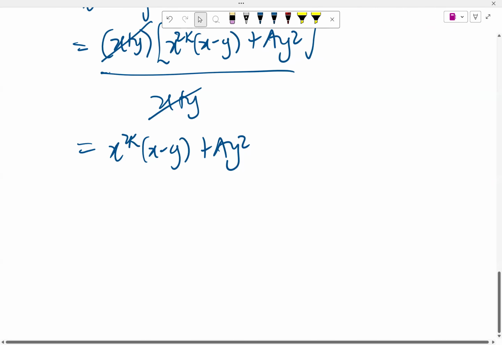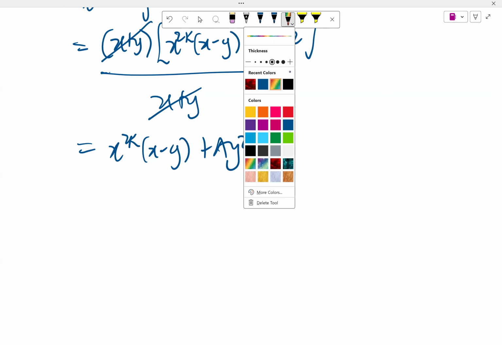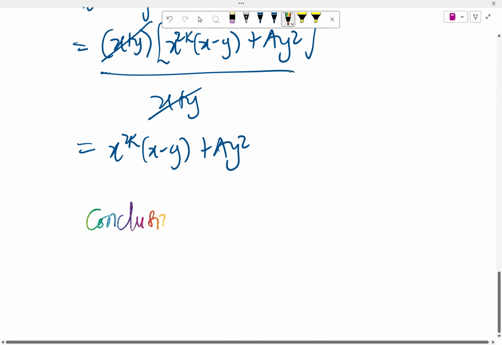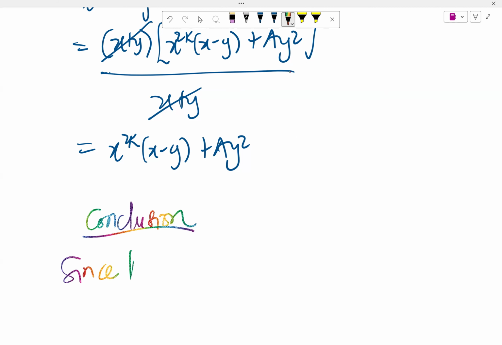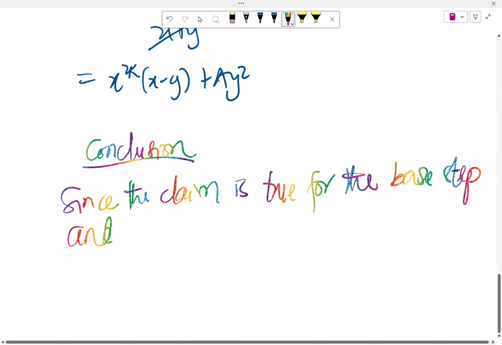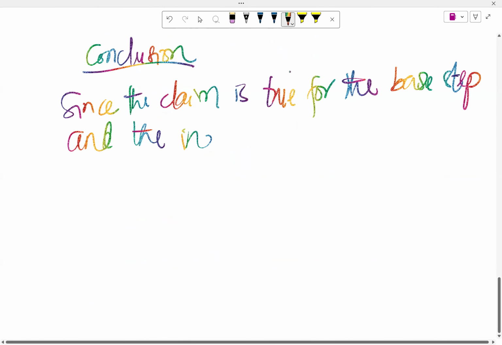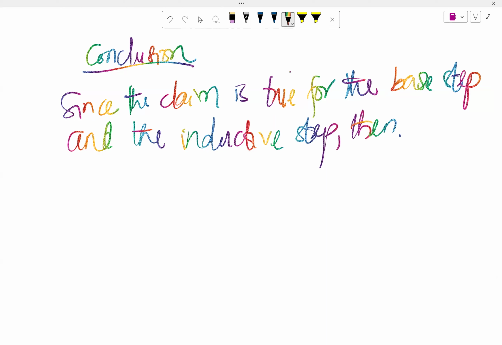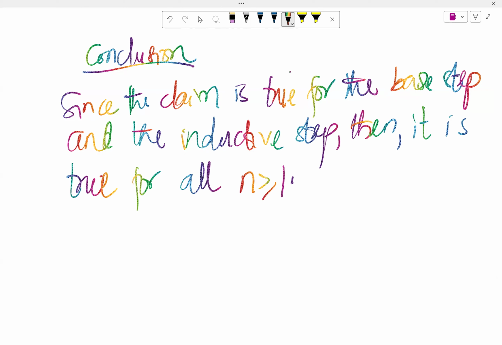So at this point, you can come back to your conclusion. Since the claim is true for the base step and the inductive step, then it is true for all n greater than or equal to 1. And that is how that goes.